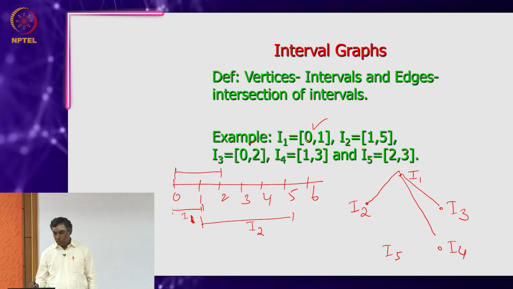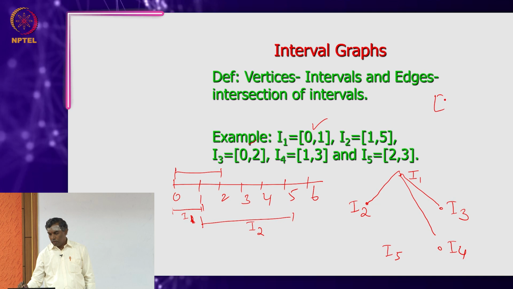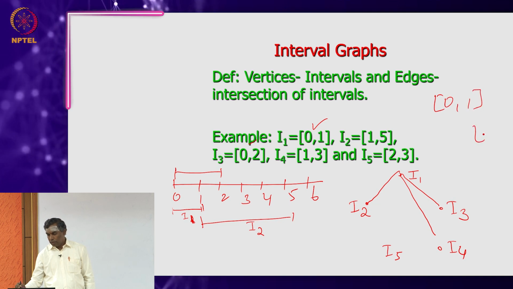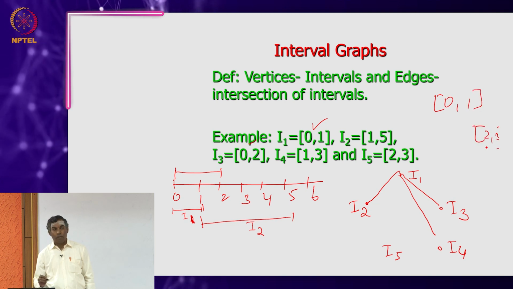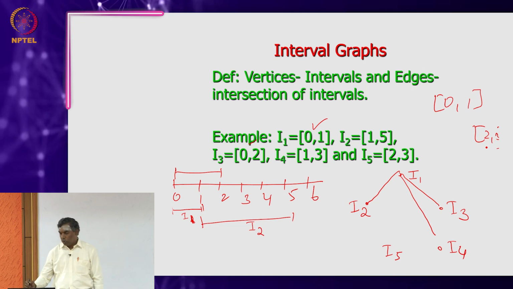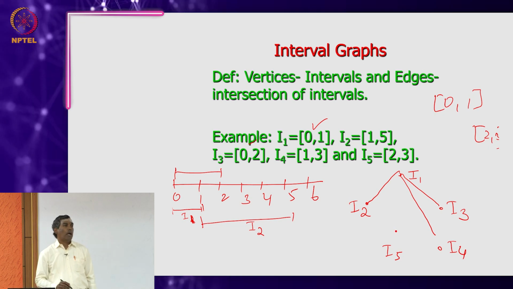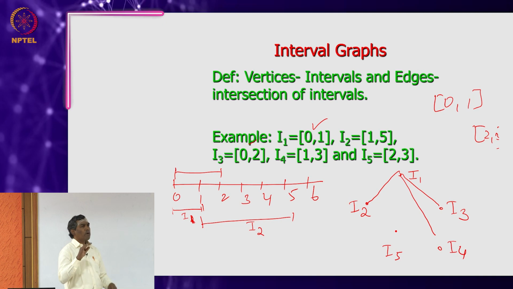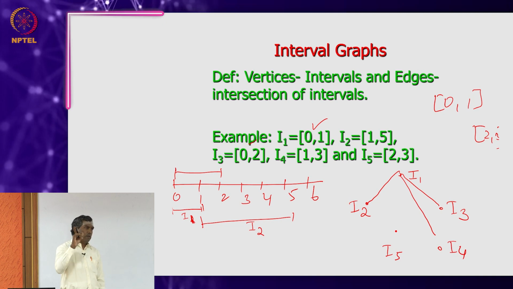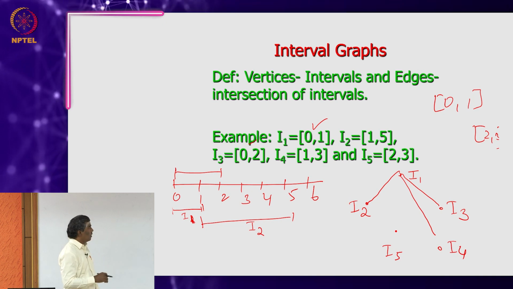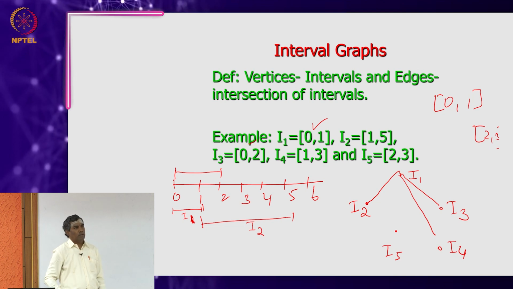See, I1 is 0, 1. I5 is 2, 3. Do they intersect? So, you do not have any edge between I1 and I5. That is how you form a graph: for a given graph, you can label it, and these intervals are the labels. It is a very beautiful graph.